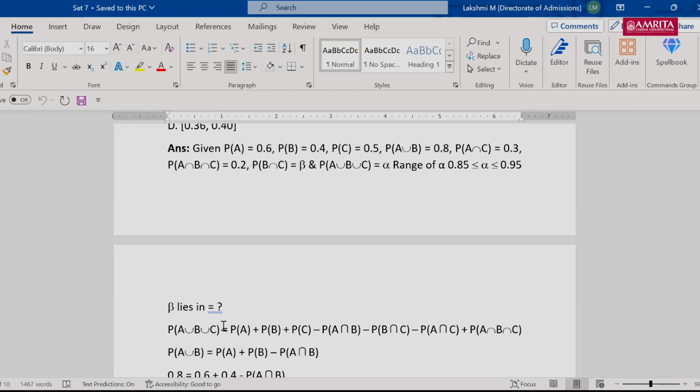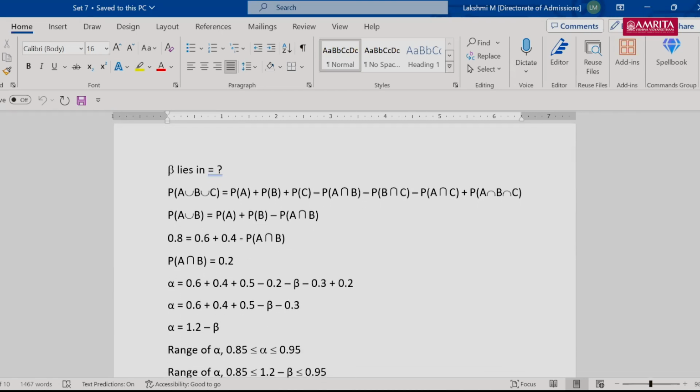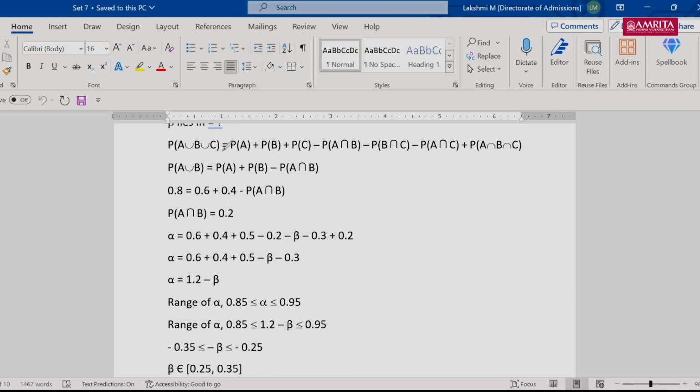So here, P of A union B union C equals P of A plus P of B plus P of C minus P of A intersection B minus B intersection C minus A intersection C plus P of A intersection B intersection C. Here, you don't have the value of A intersection B. So you could use the basic formula, P of A union B equals P of A plus P of B minus P of A intersection B. You have all these values, right? P of A union B is 0.8, P of A is 0.6, P of B is 0.4. So this is 1 minus 0.8, which is equal to 0.2. So you got this value.